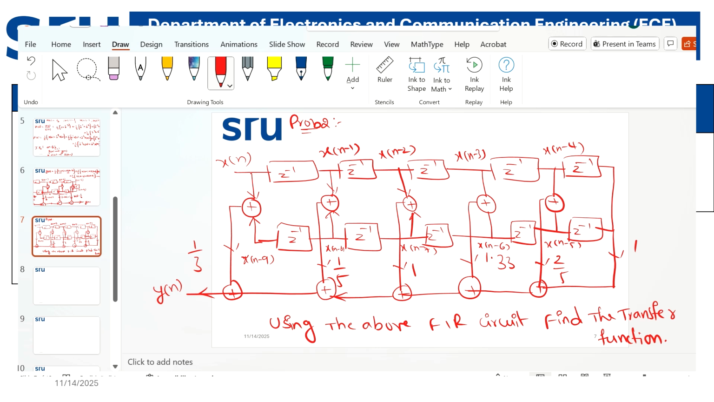So very first expression is x of n plus x of n minus 9 multiplied by coefficient 1 by 3. Second term in the expression is x of n minus 1 plus x of n minus 8 into 1 by 5. Okay. Similarly, you have to write down the expression by going back.